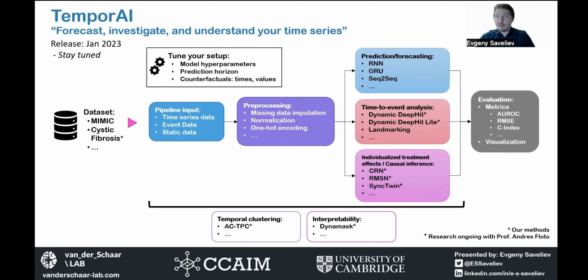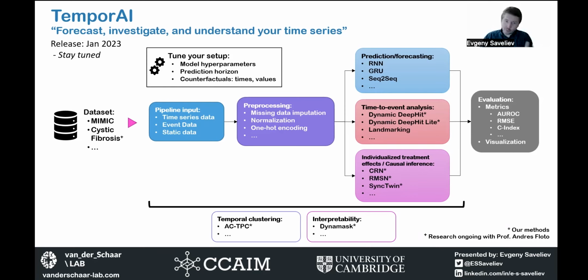And so on that topic, we are getting ready to release a new time series tool from the center, which is called Temporal, spelled with AI on the end, and we're planning to release this in January 2023, so do stay tuned for that. There will be updates, and this tool will provide an overall pipeline that includes time series data pre-processing, prediction and forecasting, time to event analysis and risk scoring, individualized treatment effects and causal inference, and evaluation and benchmarking of all these settings.